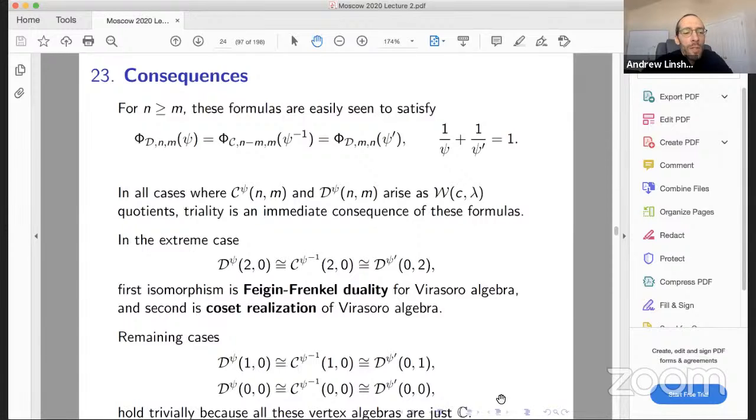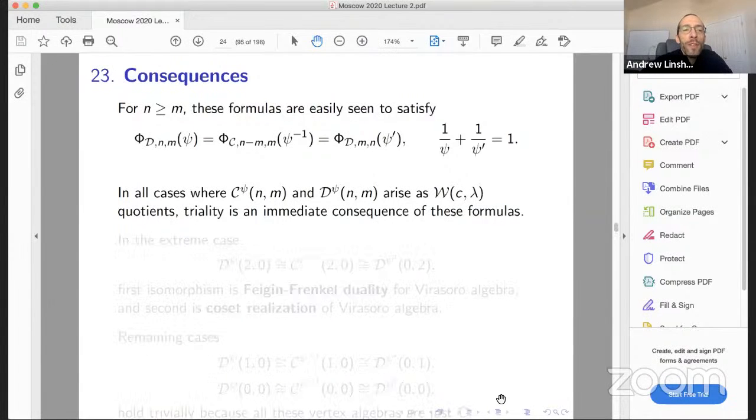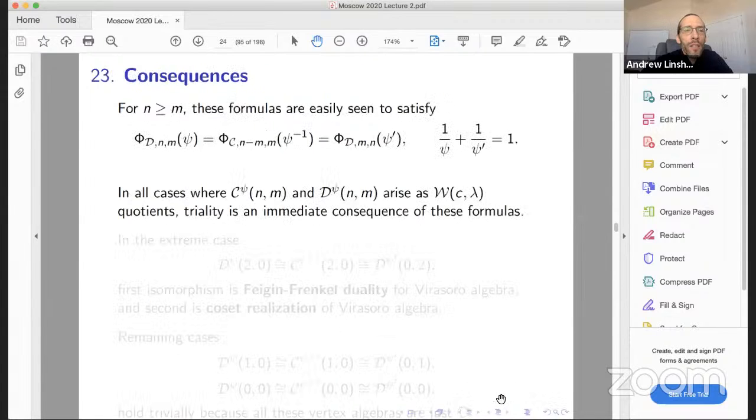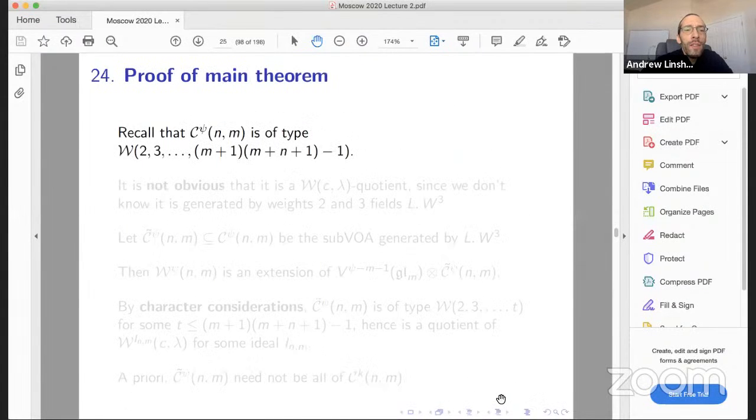Okay, so the proof of triality boils down then to proving these explicit realizations of these algebras as W infinity quotients. Okay, so you might assume that just because I know that this C psi, I'm going to focus just on C psi rather than D psi because the proof is the same. So everything I'm going to say in this proof will be about the C psi.